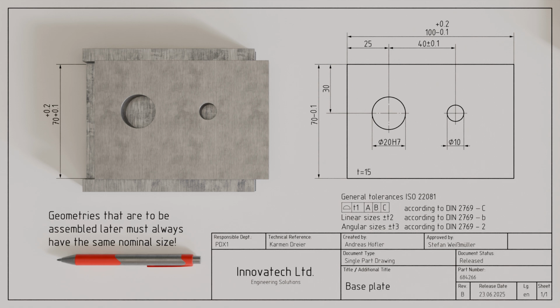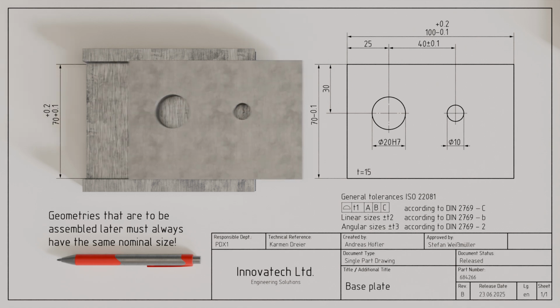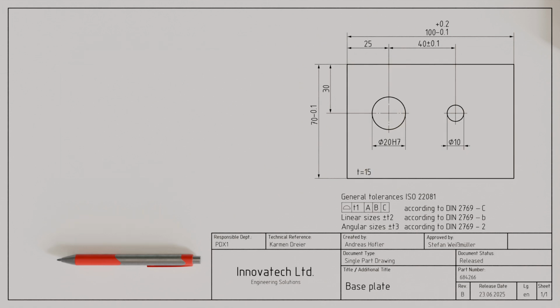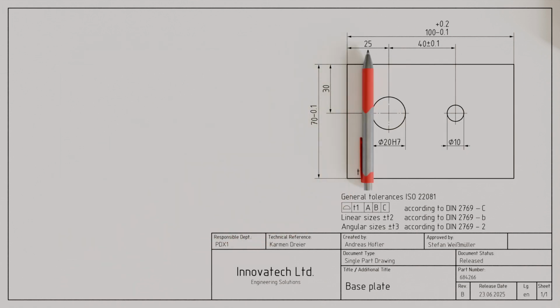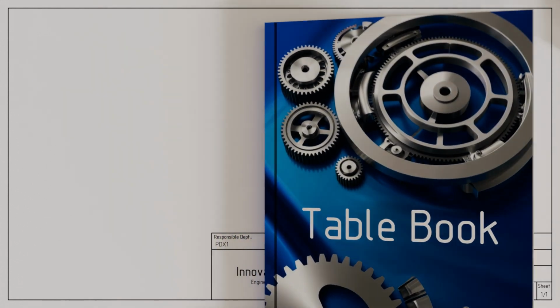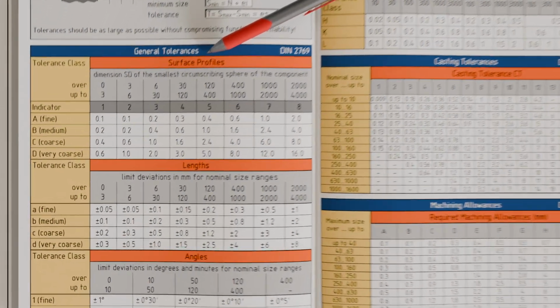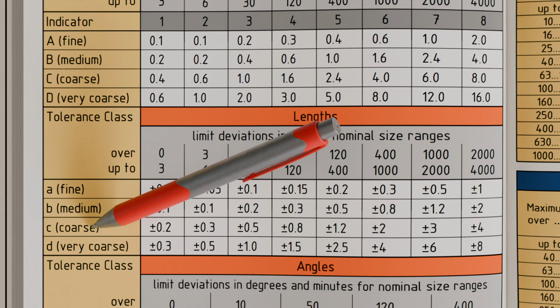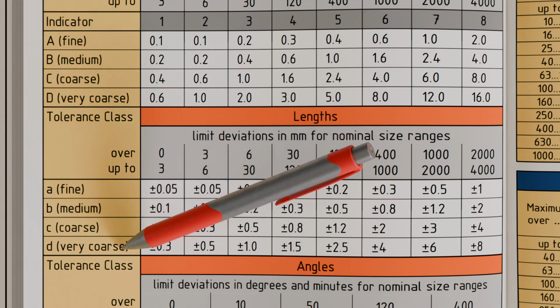In addition to the direct specification of deviations, there is another way to define tolerances. Wherever tolerances are not specified directly, for example for a nominal size of 25 mm, so-called general tolerances apply. The German supplementary standard DIN 2769, for example, distinguishes 4 tolerance classes based on the required level of precision. These are designated by the lowercase letters A, B, C, and D. The letter A stands for very fine tolerances, B for medium, C for coarse, and D for very coarse tolerances.